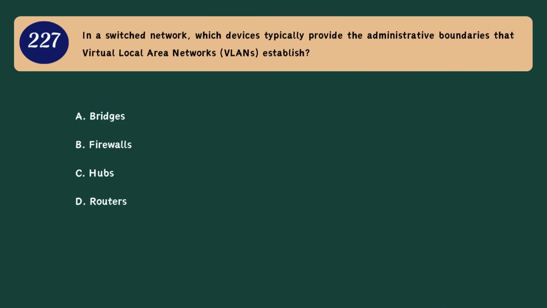Question 227. In a switched network, which devices typically provide the administrative boundaries that virtual local area networks establish? A. Bridges. B. Firewalls. C. Hubs. D. Routers.